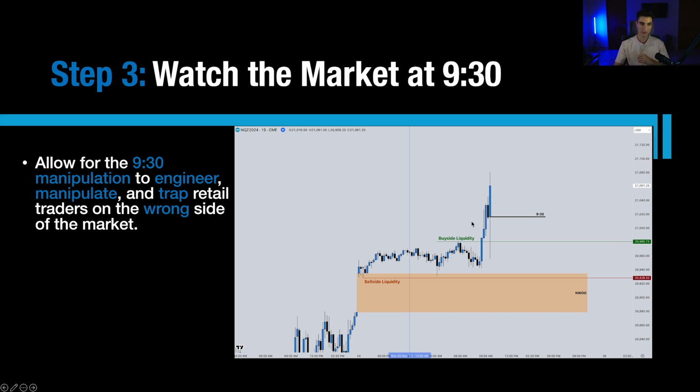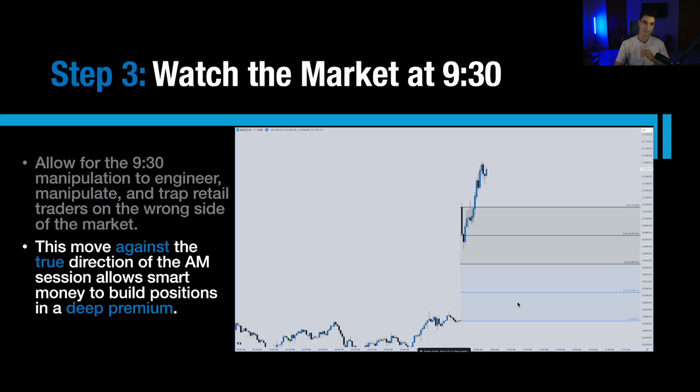Well, we framed our buy side and our sell side. At 9:30, the market runs higher first. If we have smooth lows here and the buy side's been taken at 9:30, right? Time is very important. Then it raises the probability for the market to rotate to the other side of the liquidity. So this move against the true direction of the AM session allows for smart money to build positions in a deep premium.